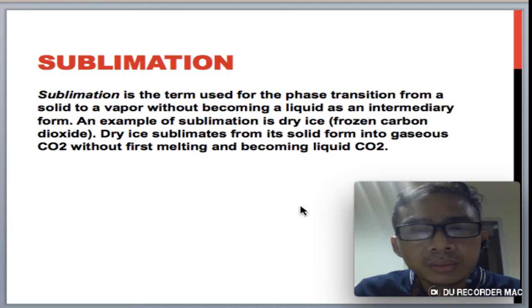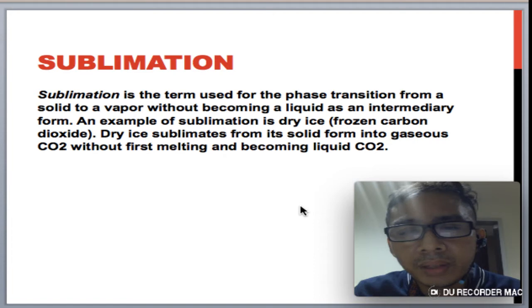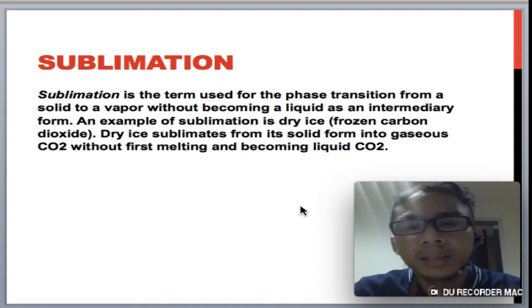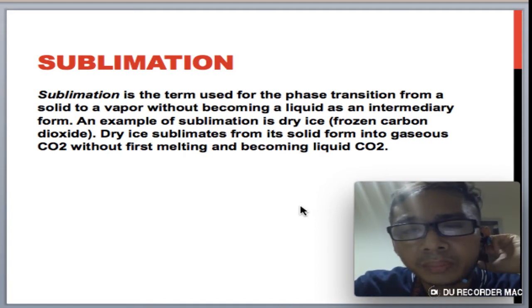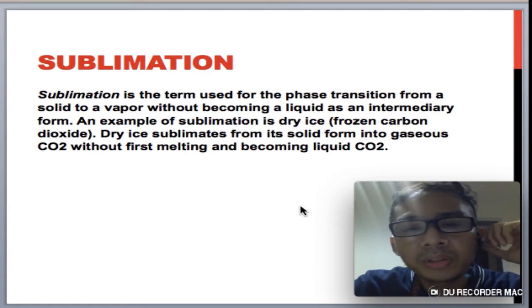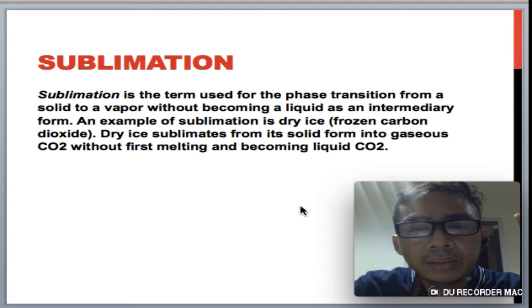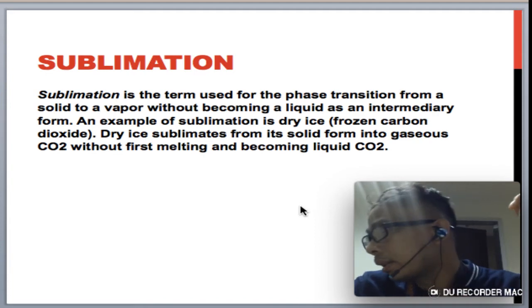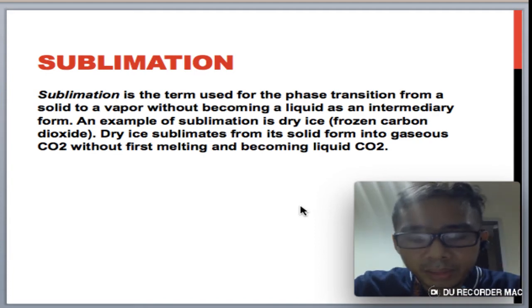Sublimation. Sublimation is the term used for the phase transition from a solid to a vapor without becoming a liquid as an intermediary form. An example of sublimation is dry ice, so frozen carbon dioxide. Dry ice sublimates from its solid form into gaseous carbon dioxide without first melting and becoming liquid carbon dioxide. So that is sublimation.